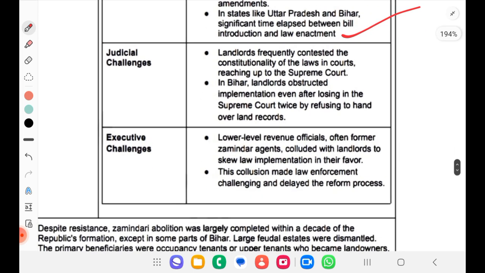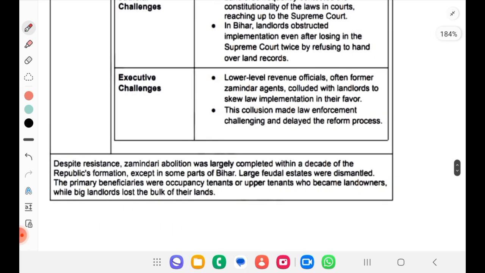Executive: lower level revenue officers, often former zamindar agents, colluded with landlords to skew law implementation in their favor. This collusion made law enforcement challenging and delayed the reform process. So in three sectors also there were problems: judicial, legislative and executive. So these were the things.